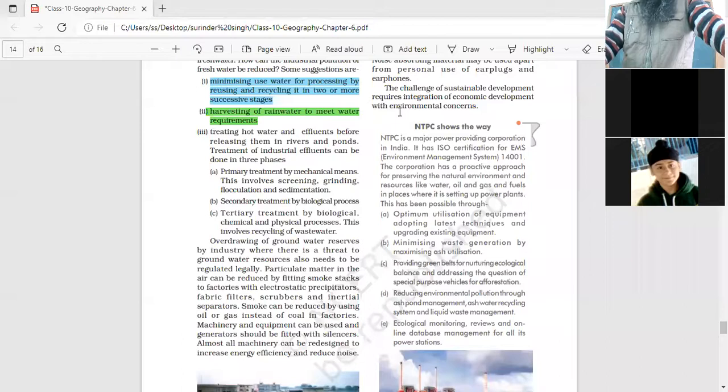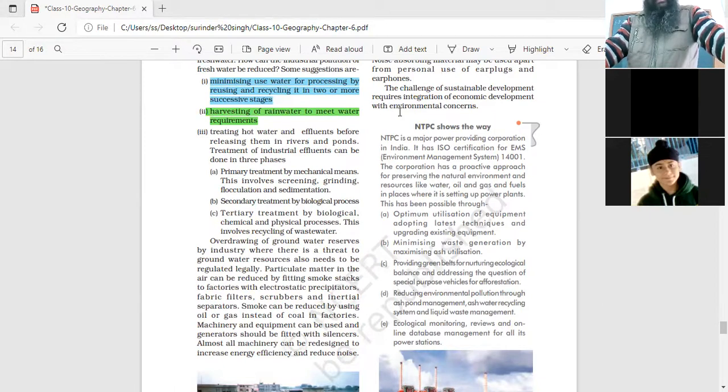Fourth, treating hot and warm water before discharging it into rivers. Such warm water is discharged from iron and steel industries, thermal power stations, and atomic reactors. After the generation of nuclear energy, the hot water which is discharged should be cooled down before discharging into river water, because when hot water is discharged into a river, it affects aquatic life and changes the temperature of the water body.